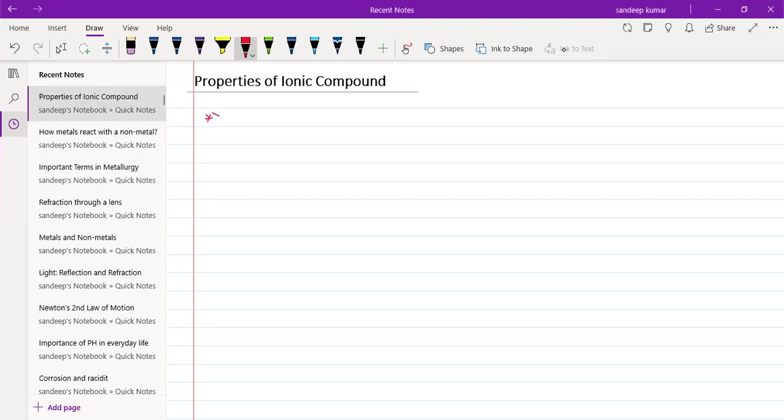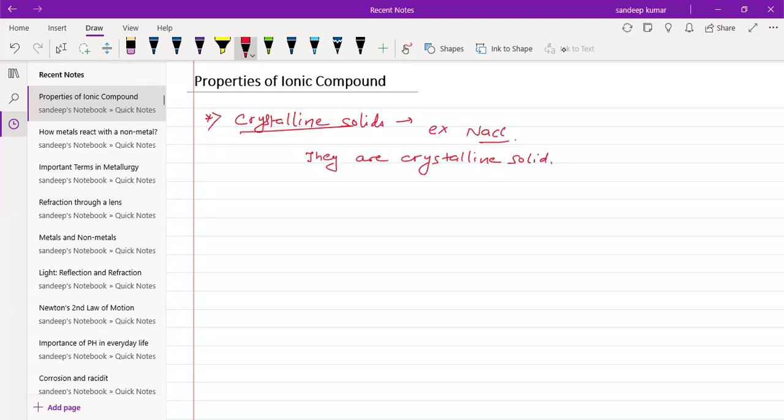First property, ionic compounds are generally crystalline solids. Example, you can say children, NaCl, sodium chloride, common salt. You see how the structure is? They are crystalline solids. First property: ionic compounds are generally crystalline solids.